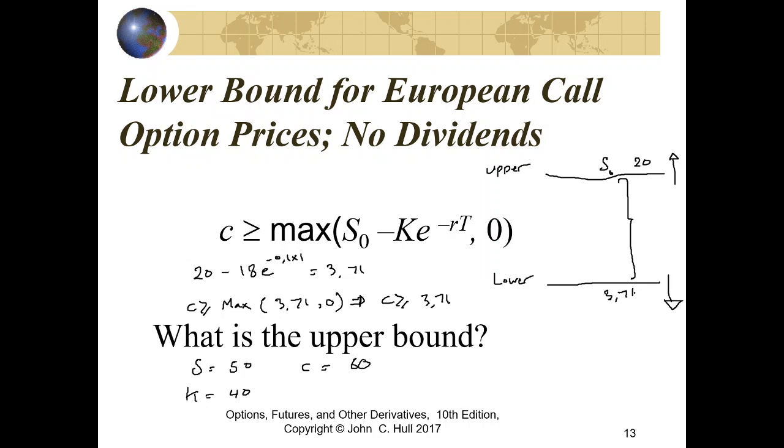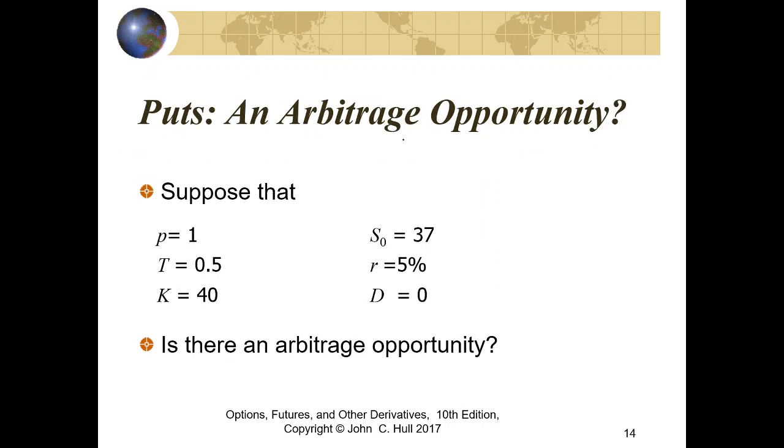Okay, that's for the case of a call option, and we are specifically dealing with a European call option. It's important to keep in mind that we are dealing with a call option that does not pay any dividends. How about the case of a European put option? So here we observe that the price of a European put option is 1. T is equal to 6 months. The strike price is equal to 40. The underlying stock price is 37, and the risk-free rate is 5%, and the underlying stock does not pay any dividends. Is there an arbitrage opportunity?